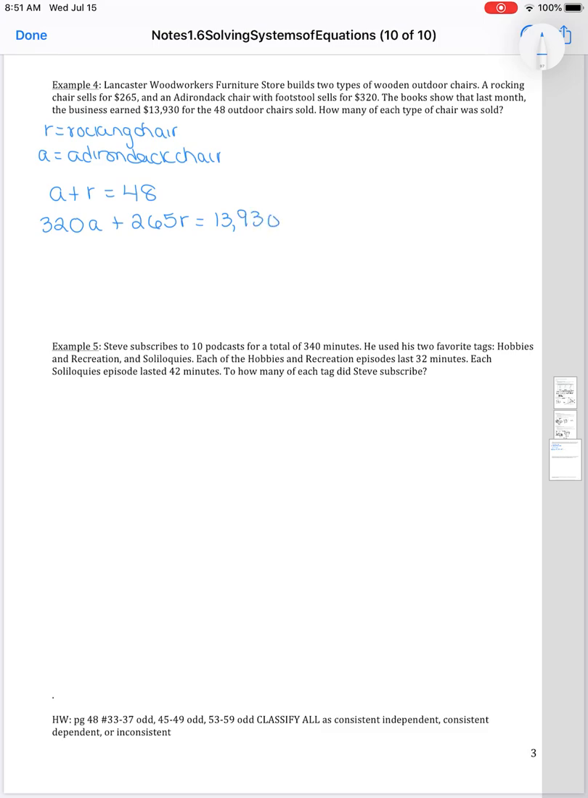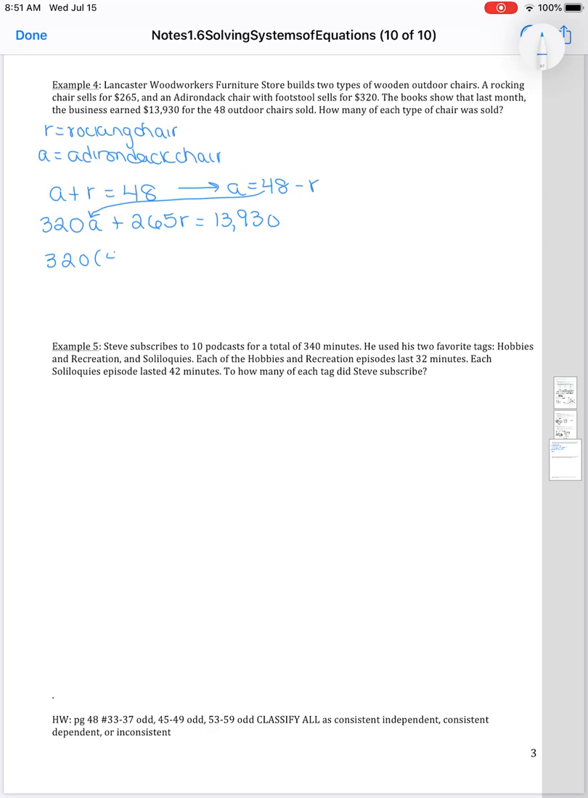Now we know that each Adirondack was sold for $320 and each rocking chair was sold for $265. And they made a total of $13,930. So those are your 2 equations. So you look at those and you say, okay, well, what's the best approach to use?